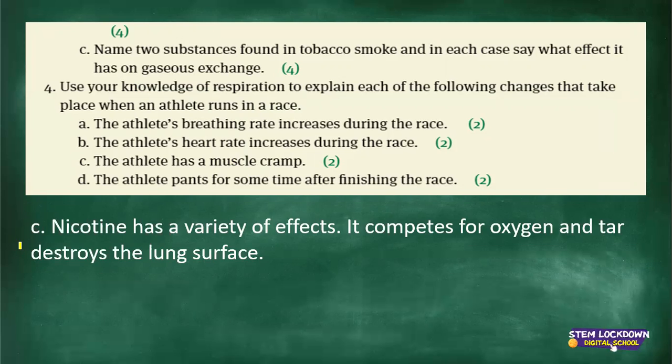It competes for oxygen, and then it would bind with hemoglobin instead of the oxygen binding with hemoglobin, because they're all fighting to bind with the hemoglobin. And then the other one is the tar, which destroys the lung surface. So those are the 2 substances, nicotine and tar. Nicotine competes for oxygen and tar destroys the lung surface.